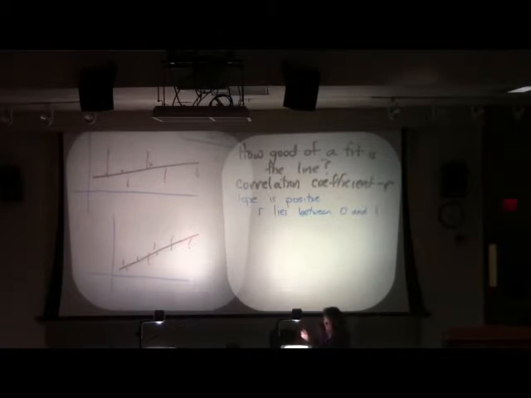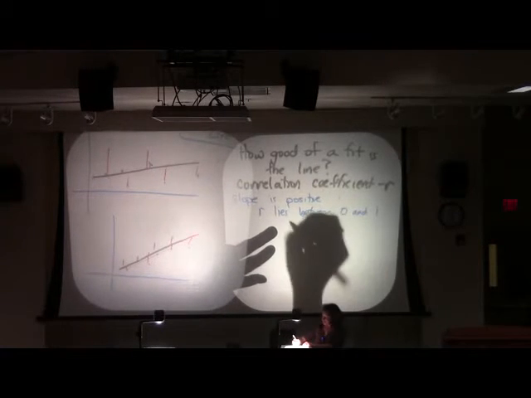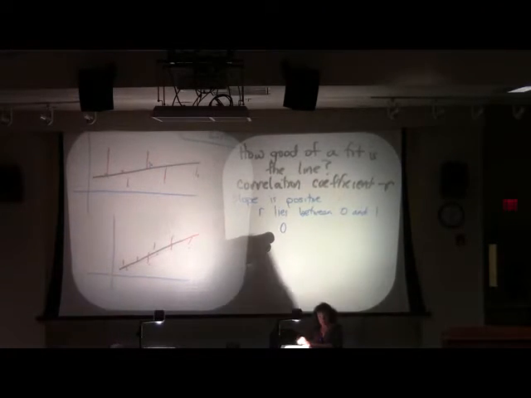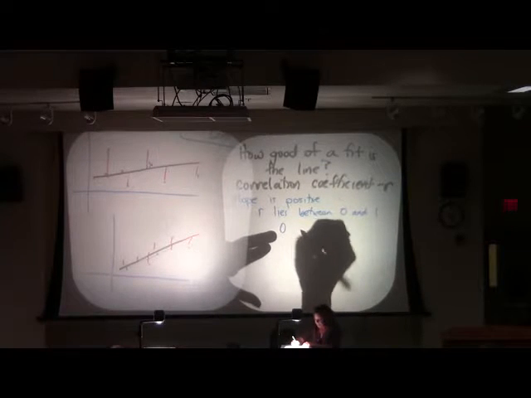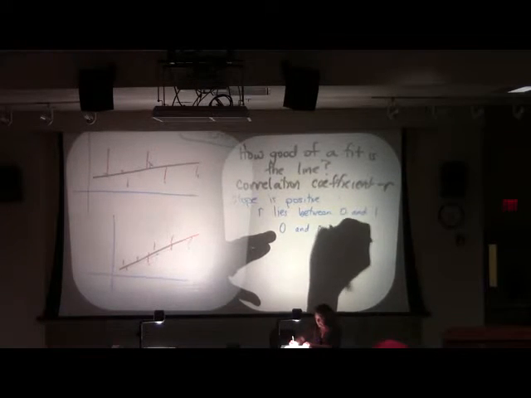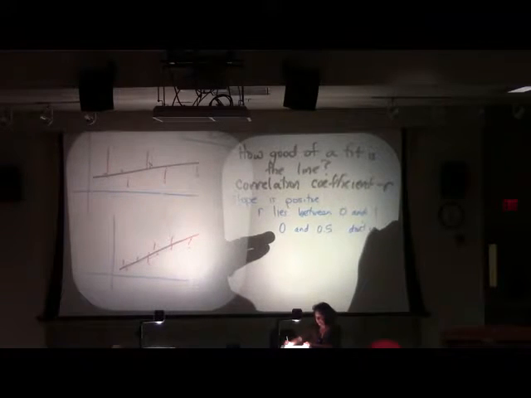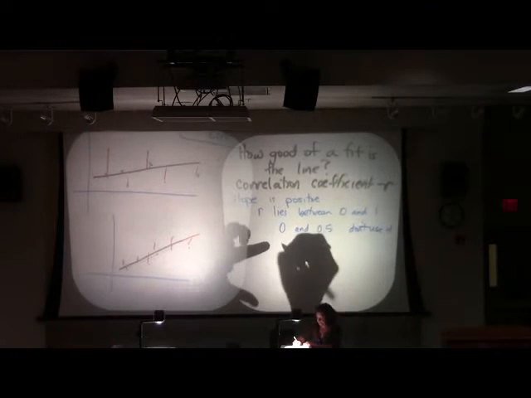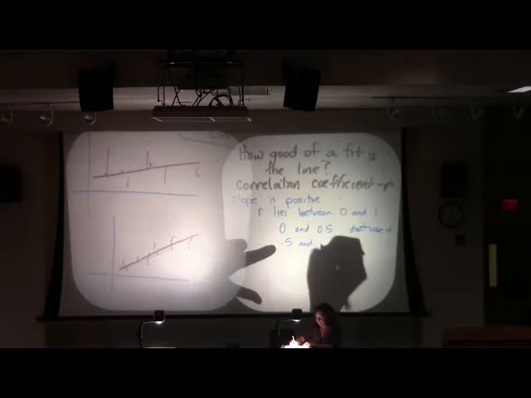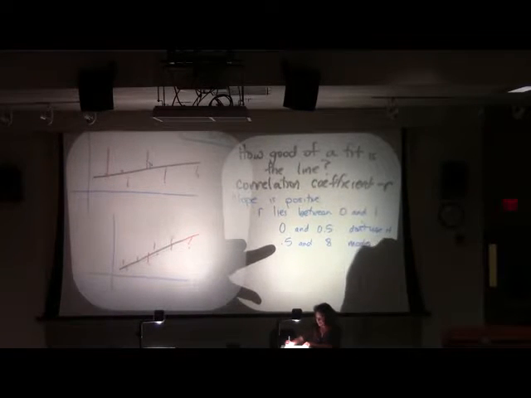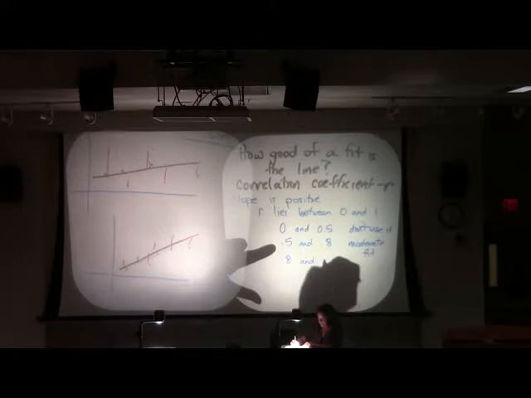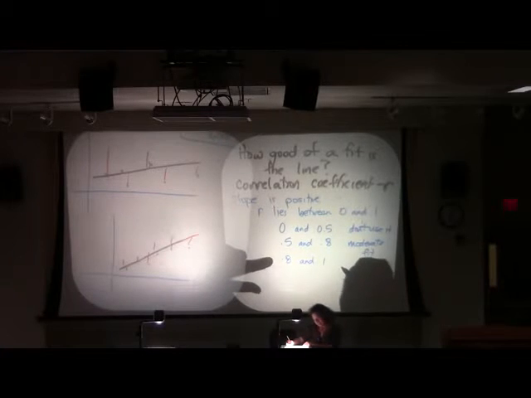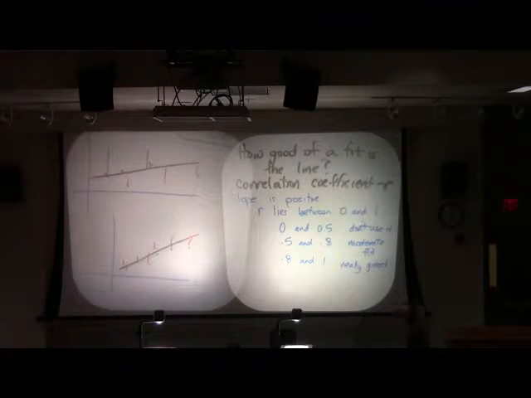Okay? Now, how do you know how good of a fit it is? Well, it turns out we have this essentially standard operating procedure. If R is between 0 and 0.5, don't use it. It's not good. If R lies between 0.5 and 0.8, we say it has a moderate fit. And if it lies between 0.8 and 1, it's really great. In other words, the closer it is to 1, the better of a fit it is.